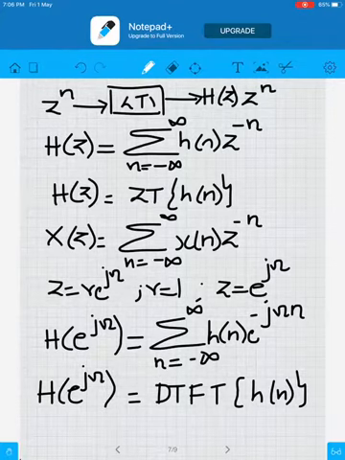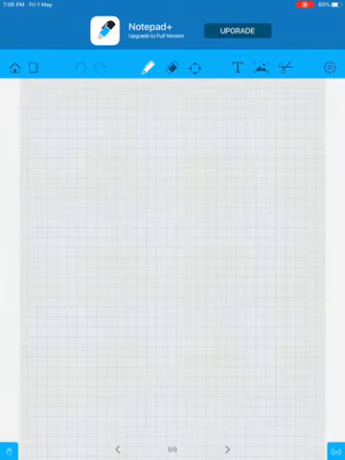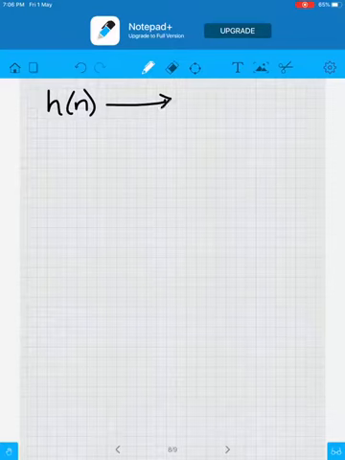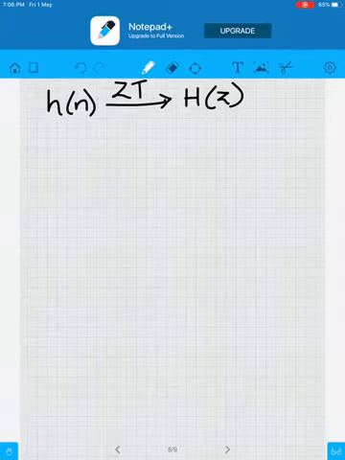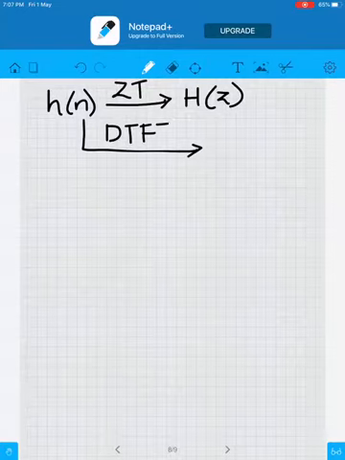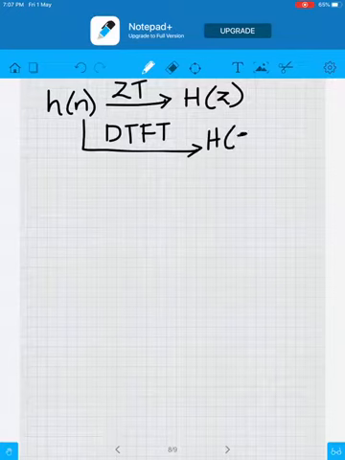So what I am trying to tell is, if h of n is there and if I apply z transform, then I get H of z, which is nothing but the system transfer function of a discrete time LTI system. If I apply discrete time Fourier transform on h of n, then I will get H of e power j omega, which is nothing but the frequency response of a discrete time LTI system.